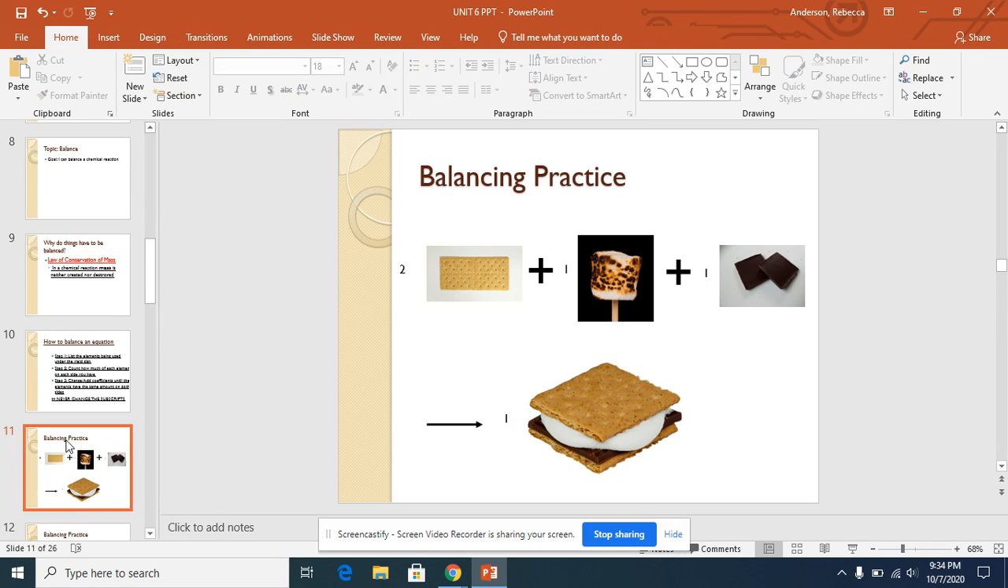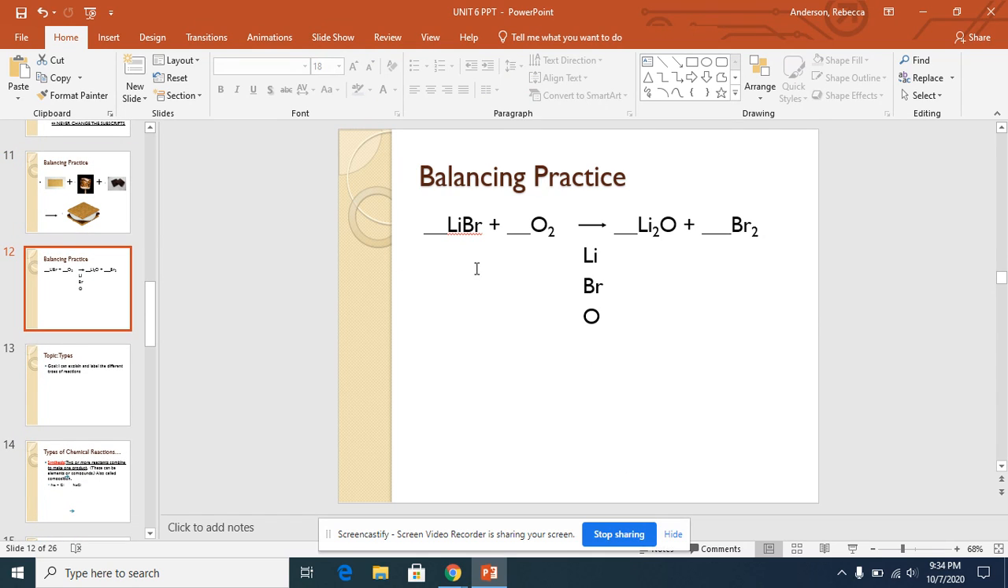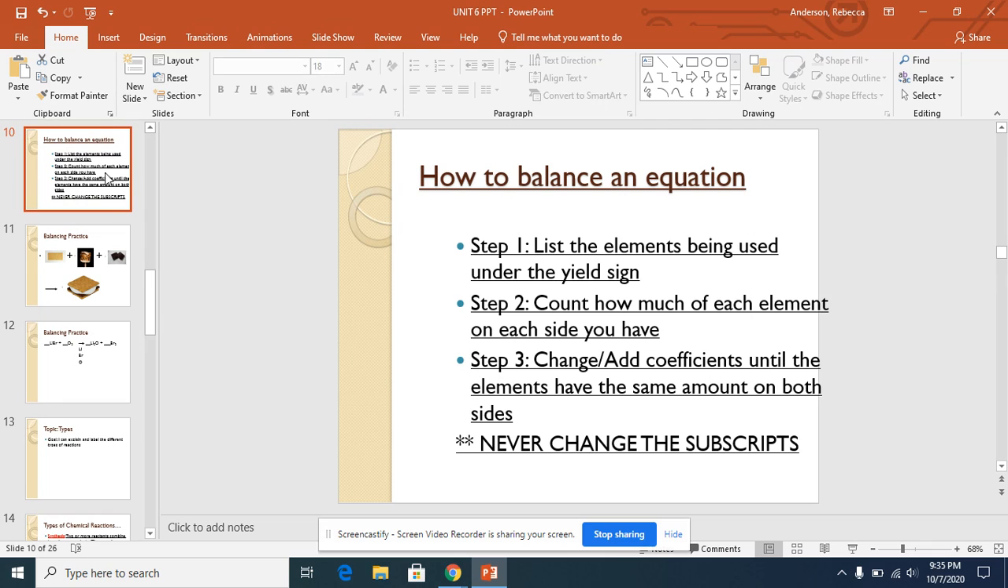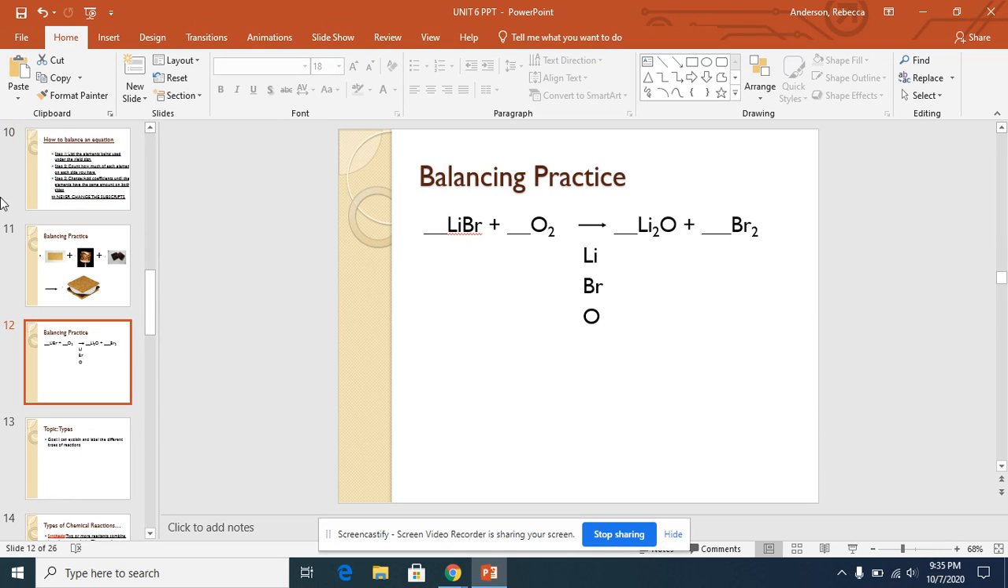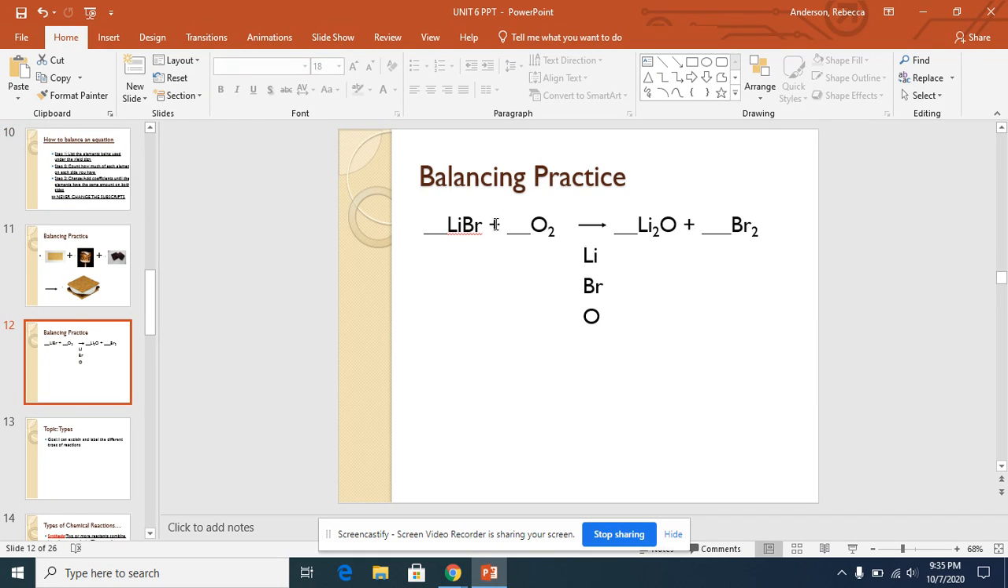So in a real practice problem, here you have LiBr plus O2 makes Li2O plus Br2. So step 1, list the elements being used under the yield sign. Hey, I did that for you. Okay, step 2, count how many of each element you have on each side. So this is what that looks like.